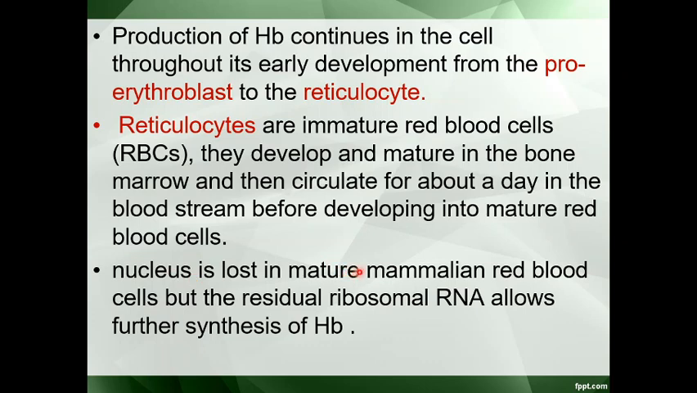The nucleus is lost in the mature mammalian RBC, but the ribosomal RNA is there. Ribosomal RNA allows the further synthesis of hemoglobin. And you know what the function of the RNA is? RNA is required for the synthesis of proteins. And RNA is also required for the synthesis of enzymes, because enzymes are also protein in nature. And if you remember, delta aminolevulinic acid synthase is a protein and an enzyme, and it is synthesized by the RNA.